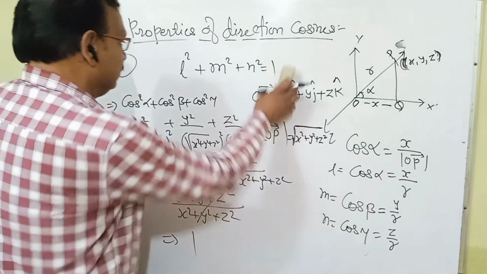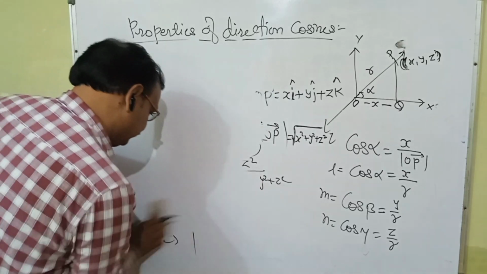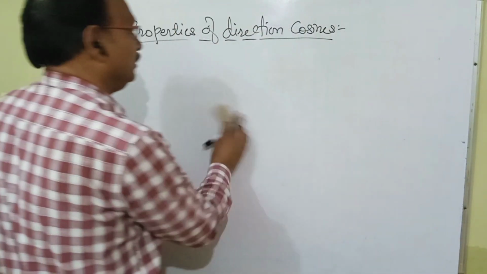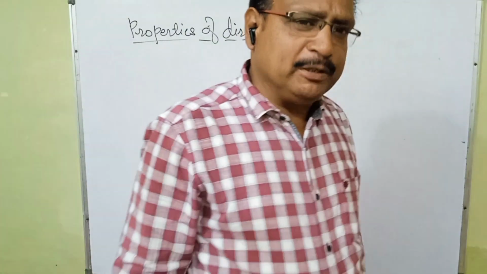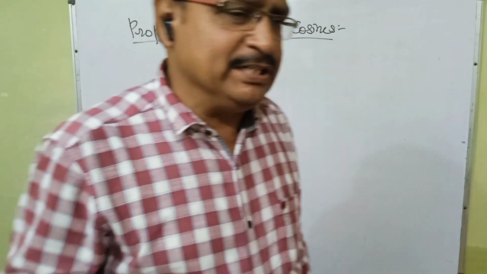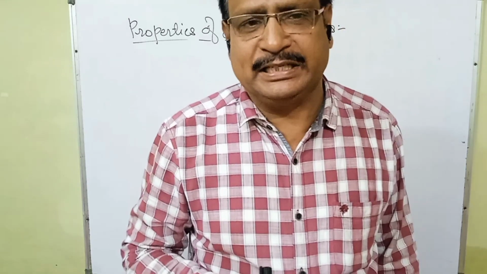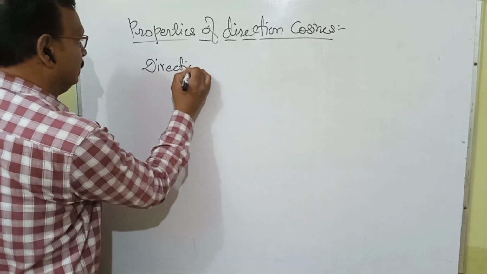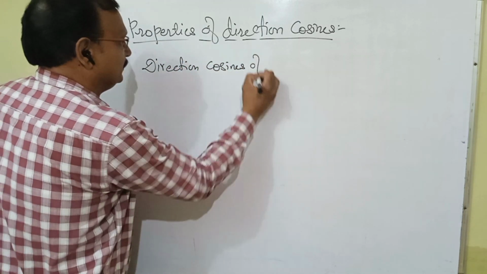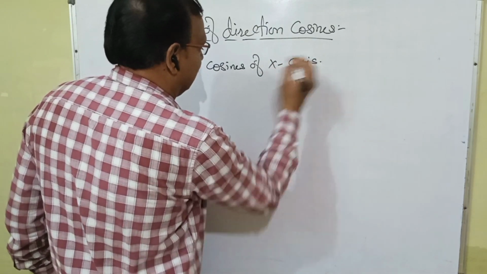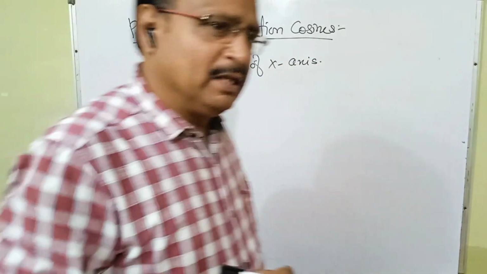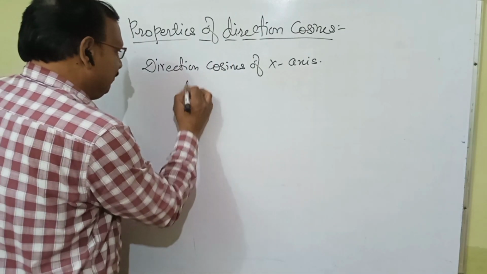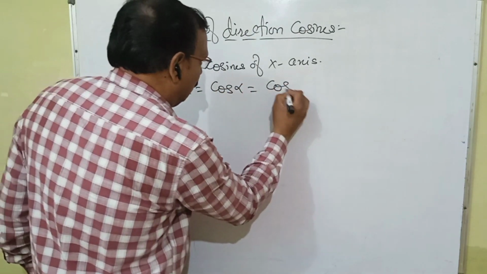Now we come to the second property. What are the direction cosines of x-axis, y-axis and z-axis? Direction cosines of x-axis: since we know that x-axis makes an angle 0 degree with x-axis, then l will be equal to cos alpha is equal to cos of 0 degree.